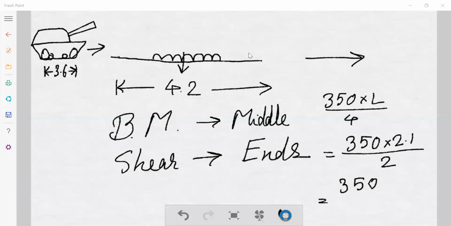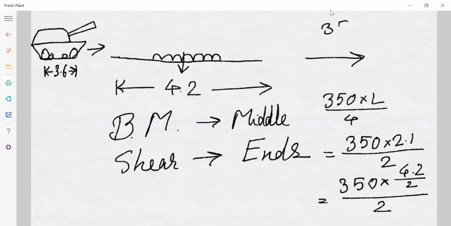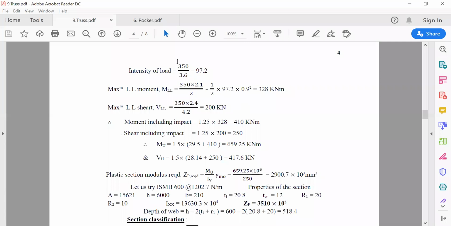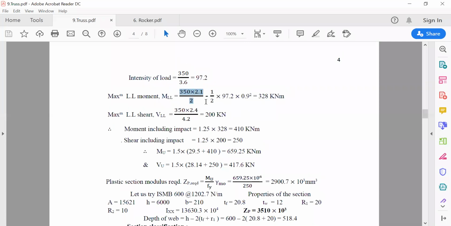or you can say 350 into 4.2 by 4, which is WL by 4, isn't it? So that is the thing that is going on here. Okay. So any doubt?